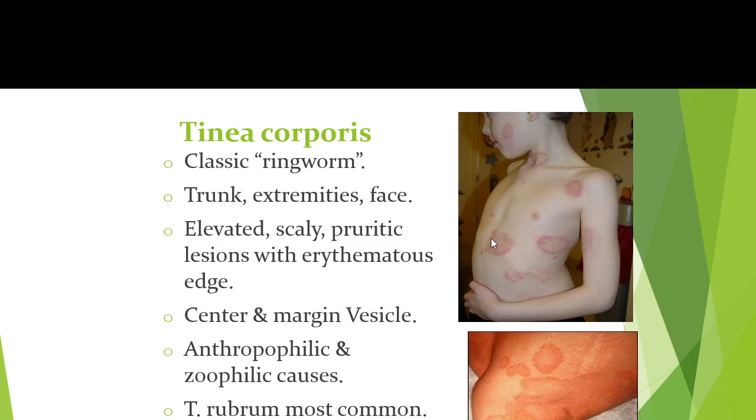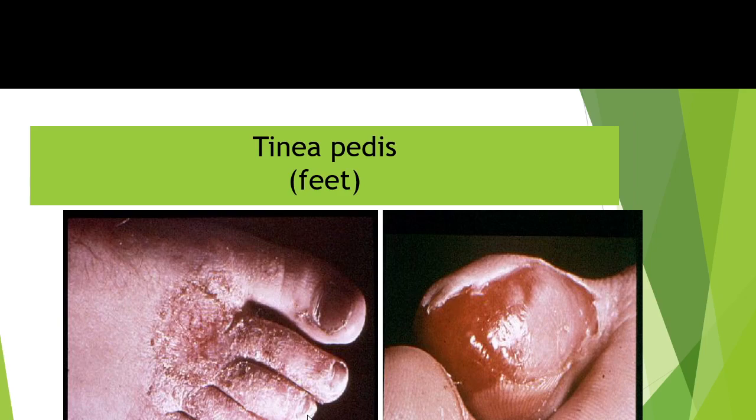Usually if you want to take a scrape from this patient to send for culture, you should take it from the periphery, the active edges, because the center might be cured and return normal. Usually this infection can be transferred from human to human, called anthropophilic, or from a pet animal to human, called zoophilic. The most common genus causing this disease is Trichophyton, and one of them is Trichophyton rubrum, which is the commonest.